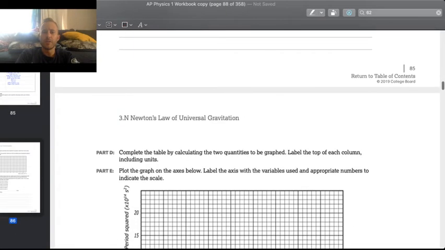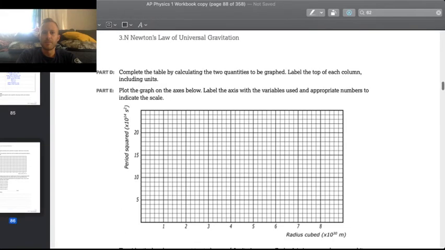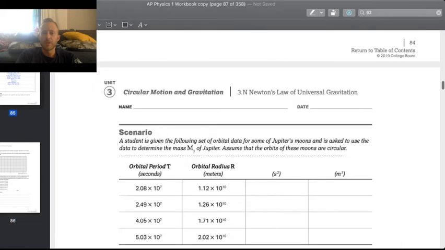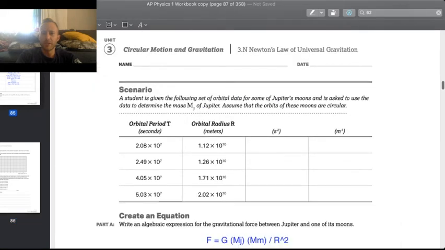All right. Complete the table by calculating the two quantities to be graphed. Label the top of each column, including units. Looks like they already did that. See how they have seconds squared and meters cubed. So they already kind of did that for me. So I'm going to square these quantities. I'm only going to do the first one and the last one because I only need 2 points to get a line. That's not very good, but just in the interest of time because it's kind of boring.